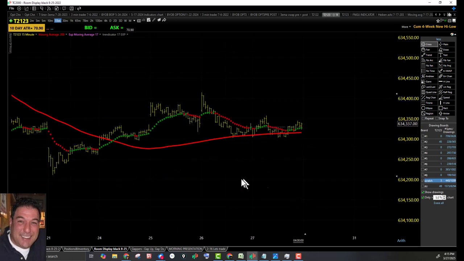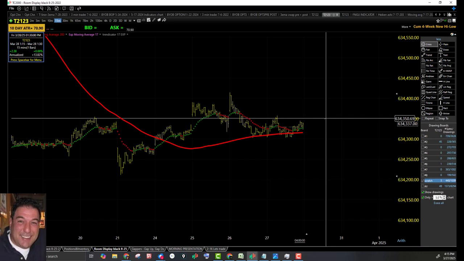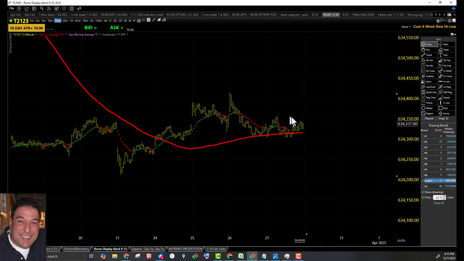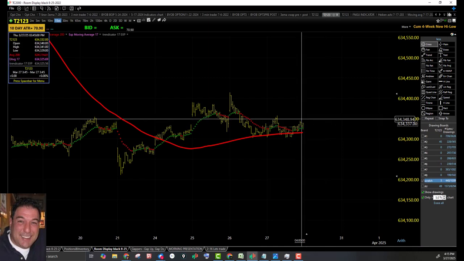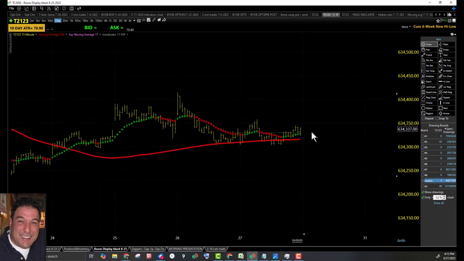I just want to point something out. We're over the 200 SMA. It seems to be catching. But we haven't made any higher highs. I'm not going to get fooled. It seems to be catching, but we still haven't made any higher highs. So we'll see what happens tomorrow.